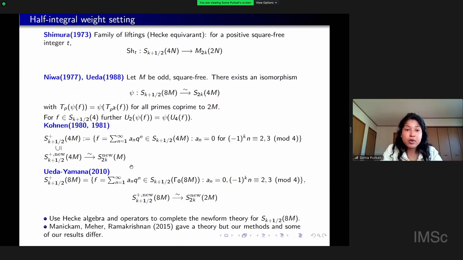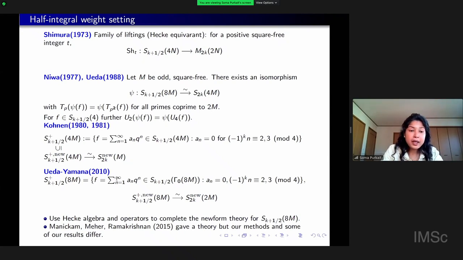So they got an isomorphism. So in the case of Niwa, when M is odd and square free, you used the traces of Hecke operators to prove an isomorphism between the space of S_{k+1/2}(4M) and S_{2k}(2M). And Ueda extended it, and he proved the Hecke isomorphism between S_{k+1/2}(8M) and S_{2k}(4M).